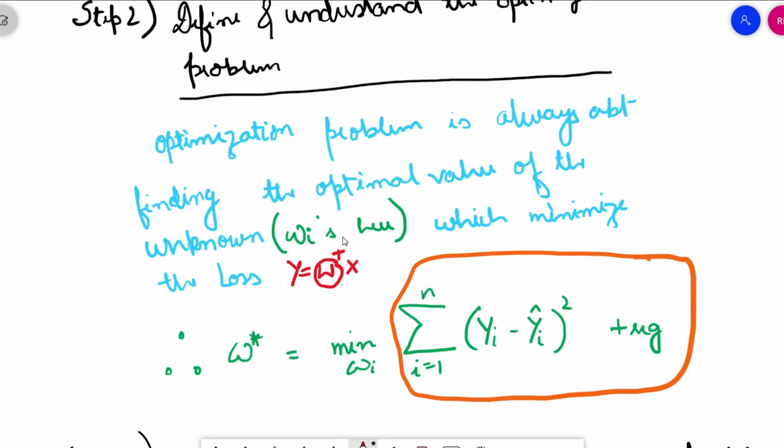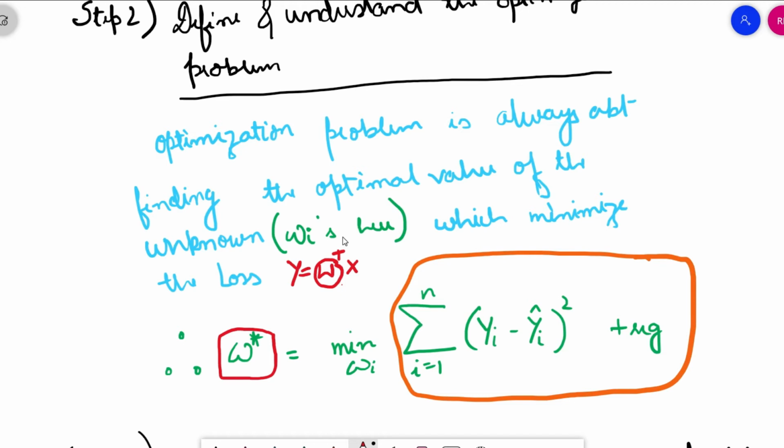Okay, so what is our optimization problem here? The optimization problem here is given by this equation, where we are trying to find the optimal value of w, which I have represented by w star, that minimizes the loss that is coming up because of using an activation function that we already saw.